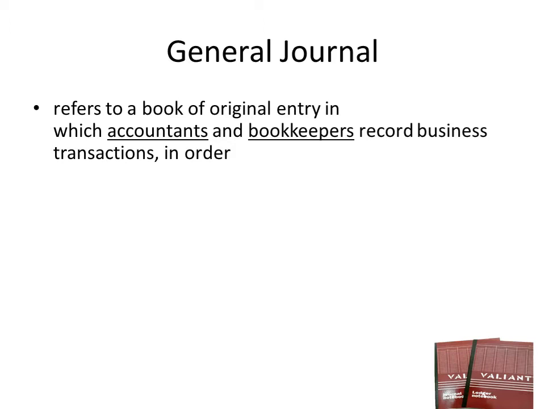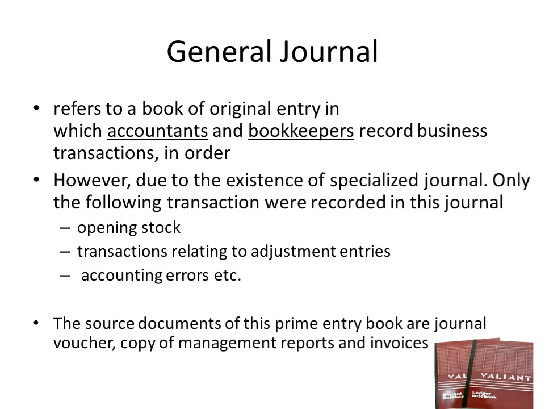Hence, journals are called original entry while ledgers are called the final entry, in which accountants and bookkeepers record business transactions in order. Meaning it is recorded chronologically, by the date of the transactions. However, due to the existence of specialized journals, only the following transactions are recorded in this journal.